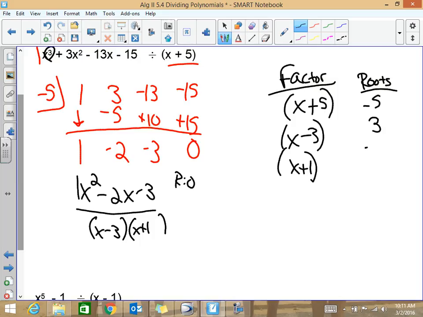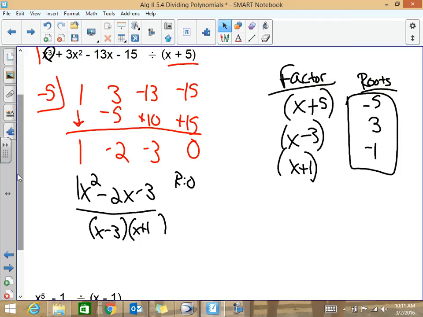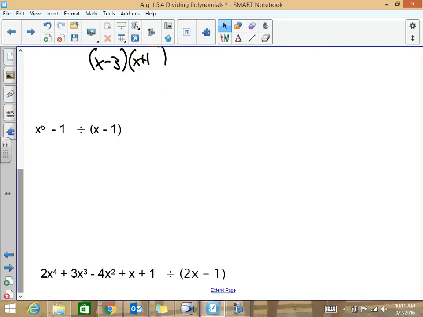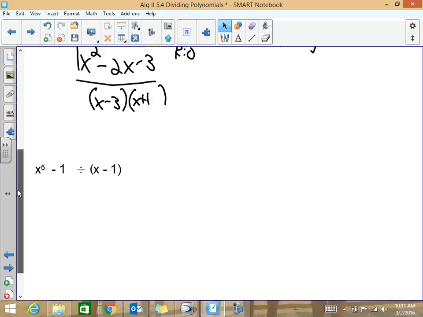-5, 3, and -1. So a little bit of pre-count there for you. Okay? All right, now, next one we're going to do, I want to show you how simple this process is compared to long division. So this is x to the 5th minus 1 divided by x minus 1.